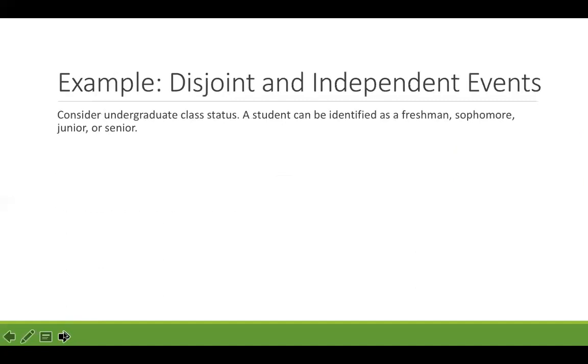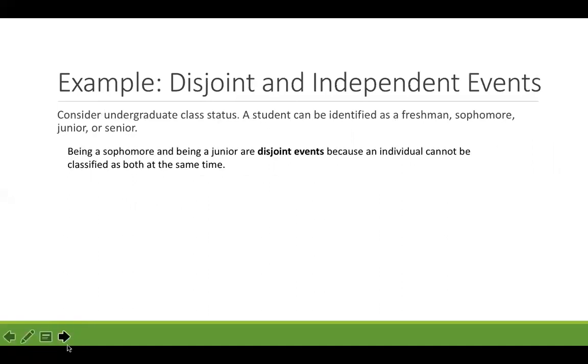An example of disjoint independent events, to put it in a good perspective, is if you consider undergraduate class status again. A student can be identified here as a freshman, sophomore, junior, or senior. So being a sophomore and being a junior are disjoint because an individual cannot be classified as both at the same time. You can be a sophomore and then be a junior, but you cannot be considered a sophomore and a junior at the same time.